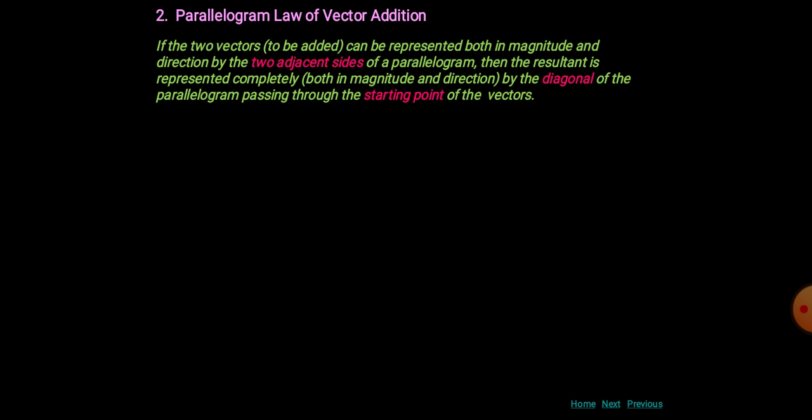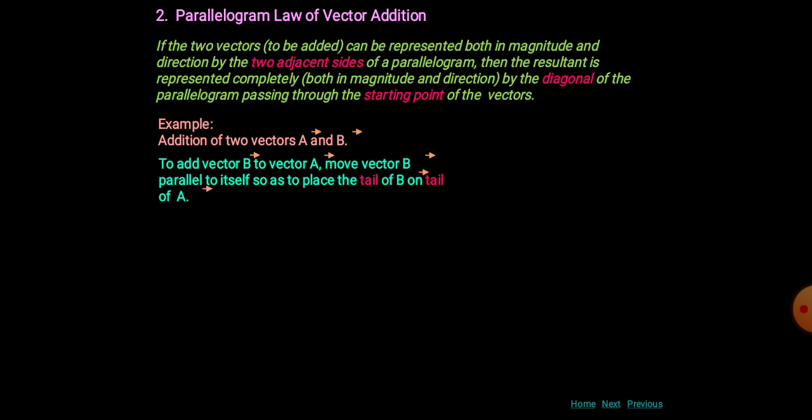If two vectors can be represented both in magnitude and direction by the two adjacent sides of a parallelogram, here we have to take two adjacent sides of a parallelogram, then the resultant vector is completely represented by the diagonal of the parallelogram passing through the starting point of the vectors. Try to understand with the help of the figure.